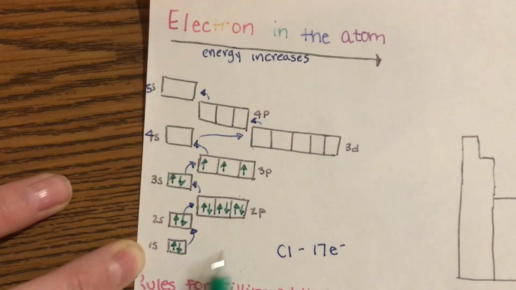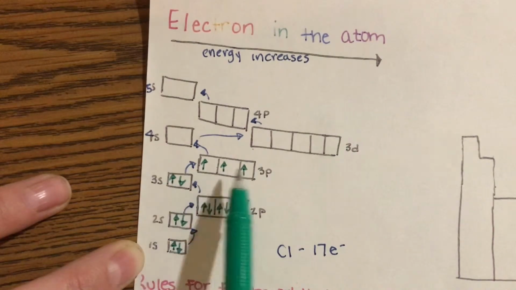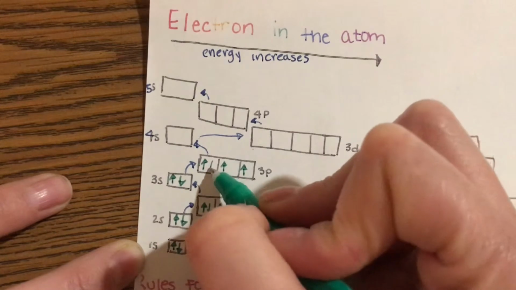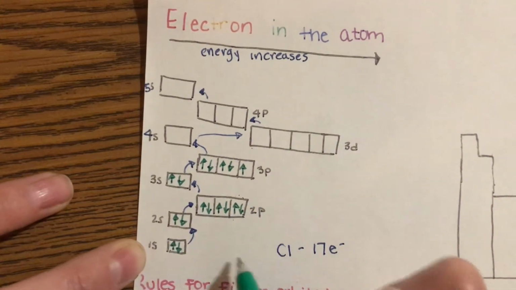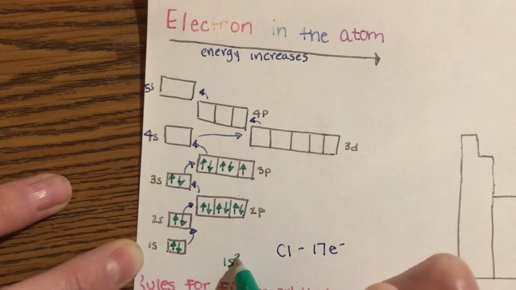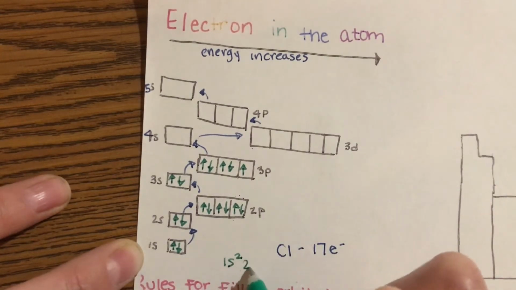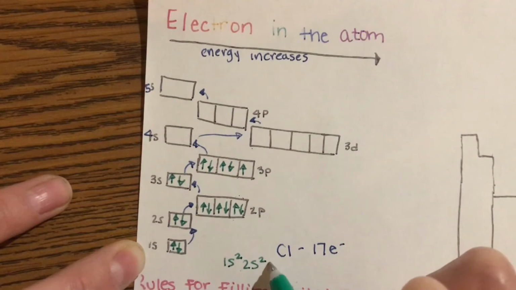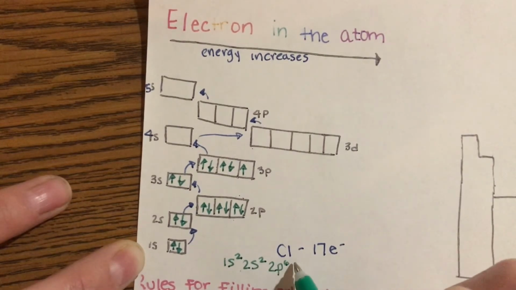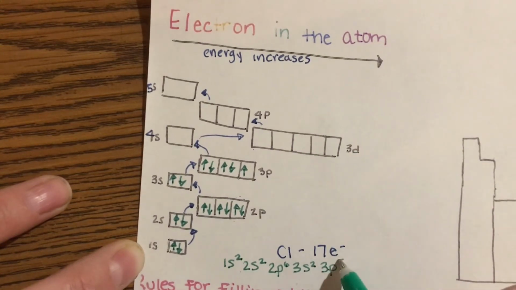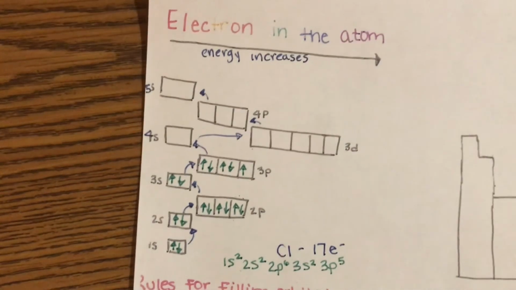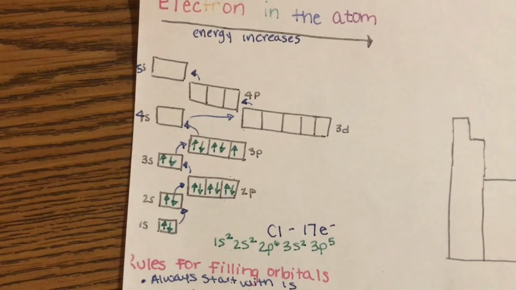And I'm also going to stop right here and count how many I've used. So I've used 1, 2, 3, 4, 5, 6, 7, 8, 9, 10, 11, 12, 13, 14, 15. So I need to put 2 more in. So I'm going to go 16, 17. And then to write my configuration code for this, I start going in the order that I filled. So I filled 1s first, and I put 2 electrons in there. I then went to 2s, and I put 2 electrons. Then 2p, I put 6. 3s, I put 2. 3p, I put 5. So that would be our code or electron configuration for chlorine.